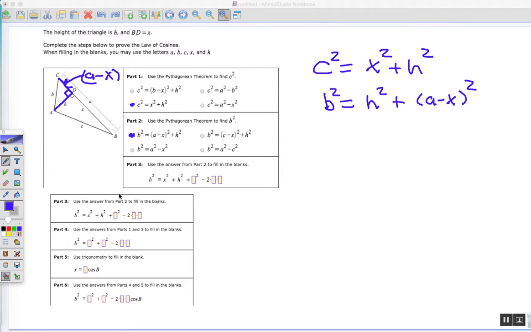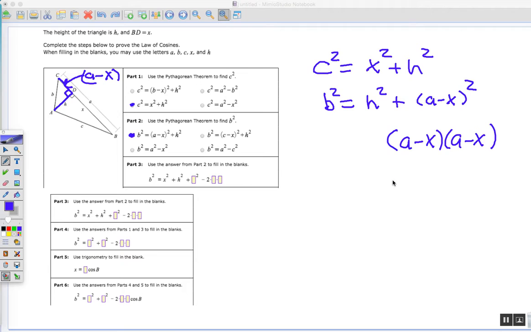Okay, so part 3 wants us to use the answer from part 2 to fill in these blanks. So b squared is equal to a minus x squared plus h squared. And what we need to do now is go ahead and expand a minus x squared. Okay, so let's go ahead and expand this. So we're going to expand this using FOIL. So that's a minus x times a minus x.